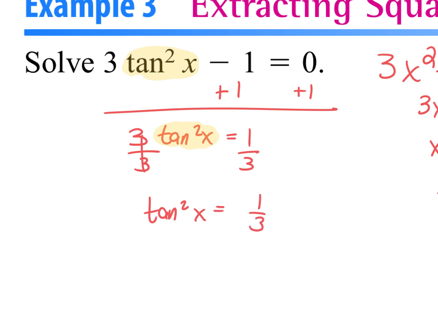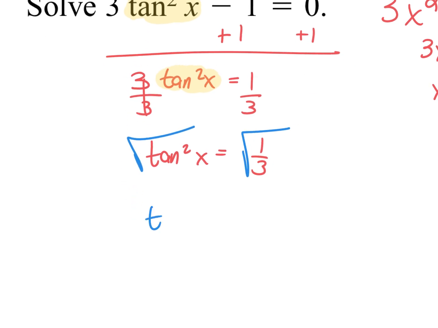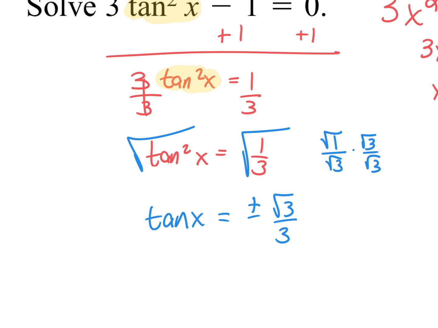Do we want tan squared or do we want tan? So take the square root. When you take the square root, what goes in front of your answer? Plus or minus. Guys, this is the square root of 1 over the square root of 3. What's the square root of 1? 1. Can you leave the square root of 3 in the bottom? No, you have to rationalize. This becomes square root of 3 over 3.